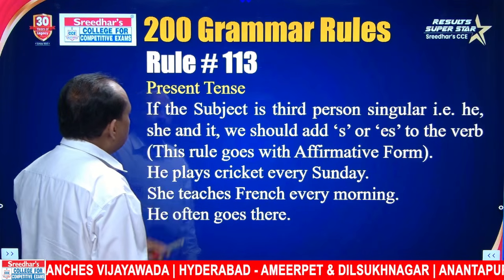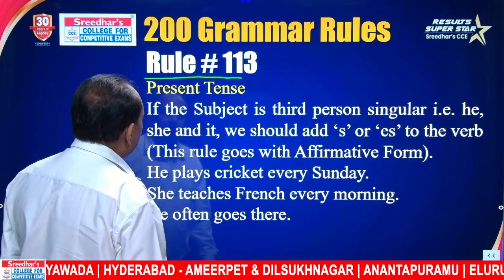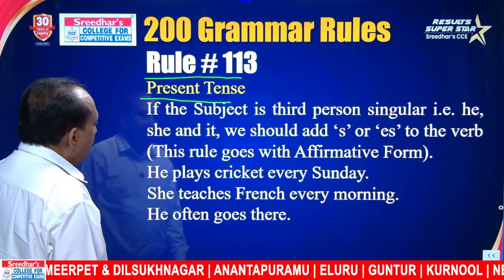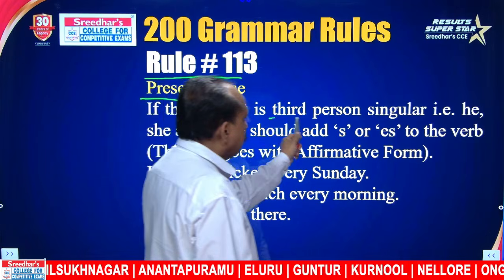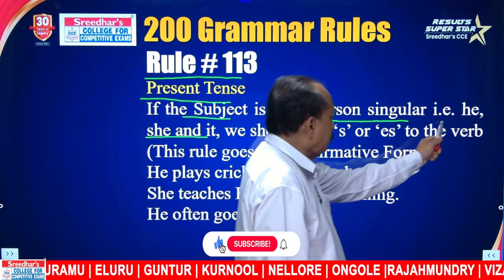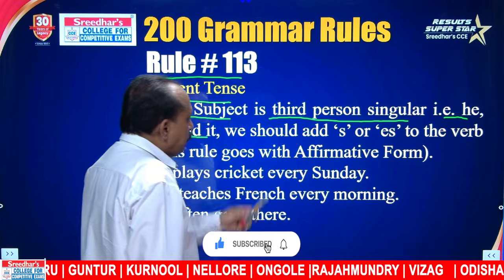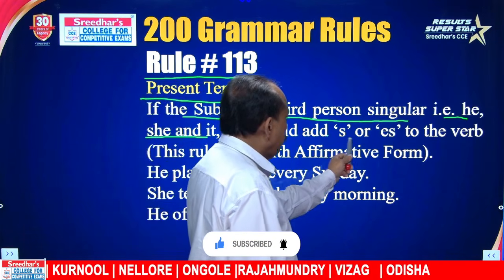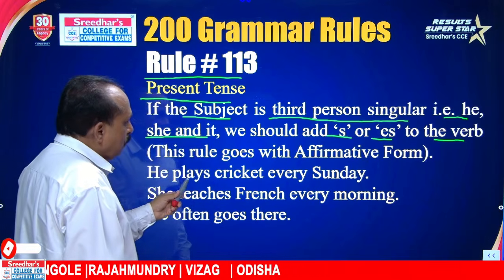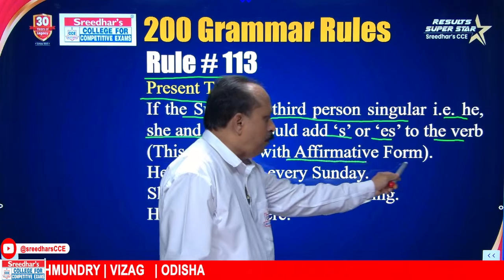Let us go to rule number 113. It is based on present tense, an important rule. If the subject is third person singular, that is he, she, and it, we should add s or es to the verb, and this rule goes with the affirmative form.